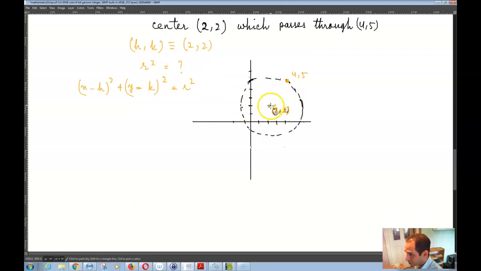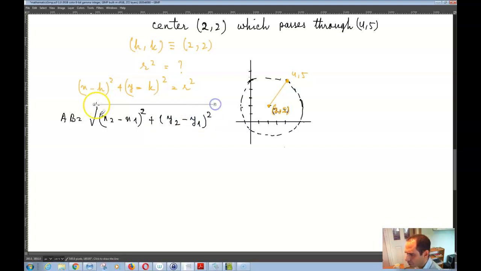And your r you can calculate using the distance formula, meaning that you can find the distance between these two points. AB is equal to the square root of x2 minus x1 whole squared plus y2 minus y1 whole squared. And that is the distance formula.